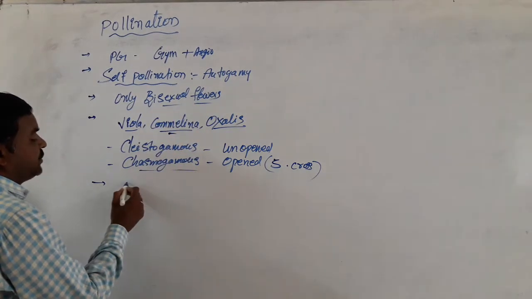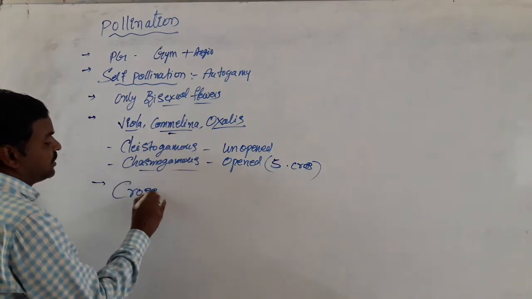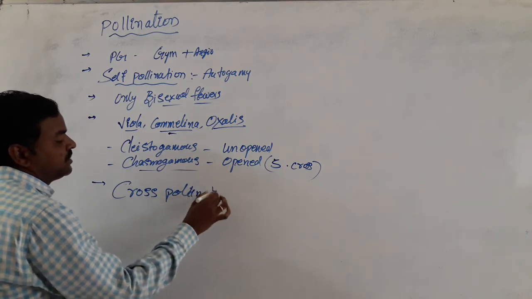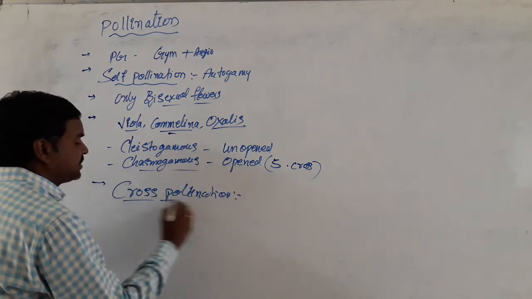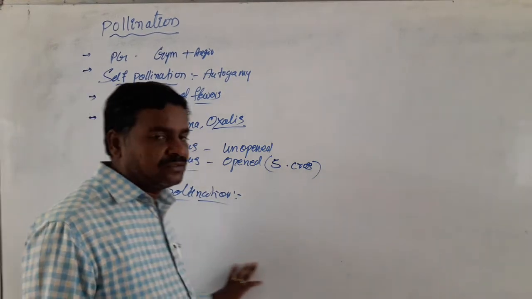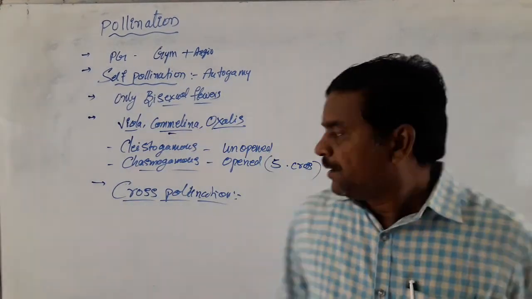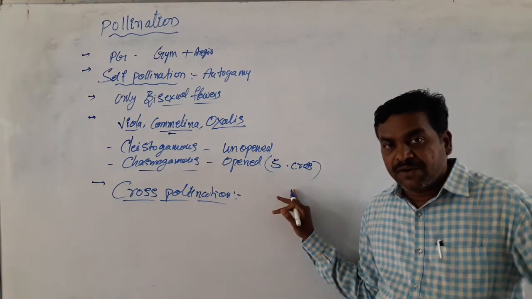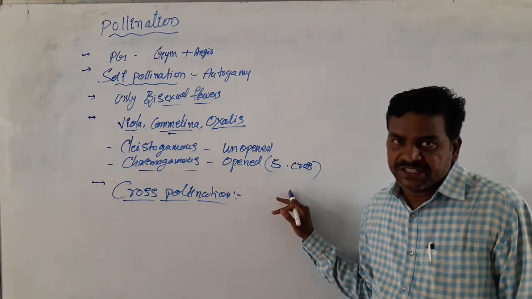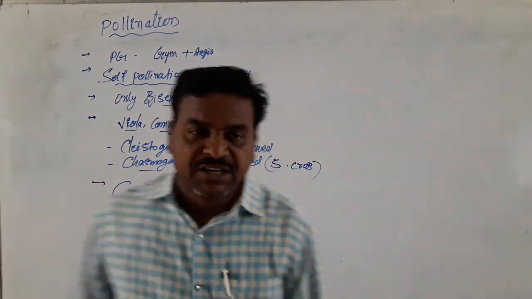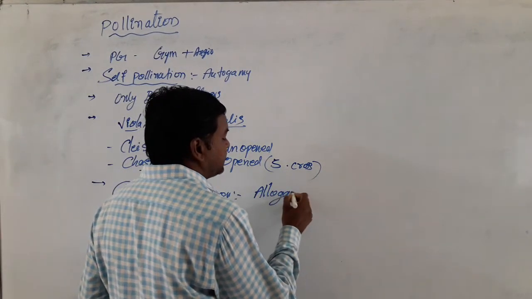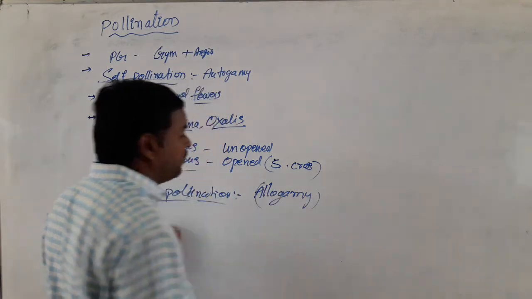Now coming to cross pollination. Cross pollination means the pollination that takes place between two flowers. The transfer of pollen grains from anthers to the stigma of another flower belonging to the same species is called cross pollination. This is also called allogamy.